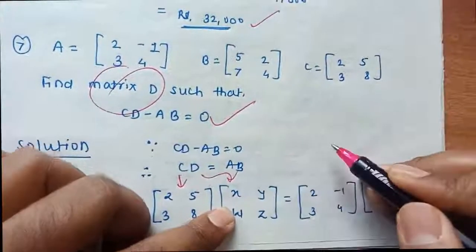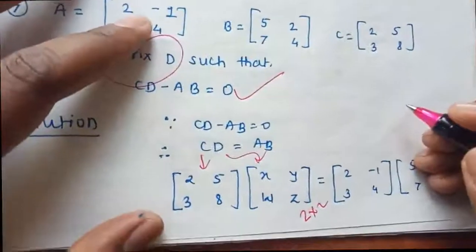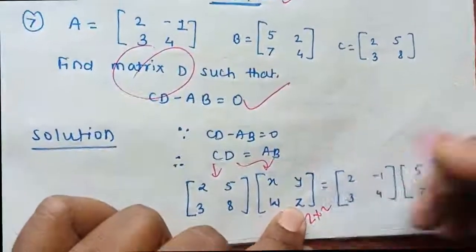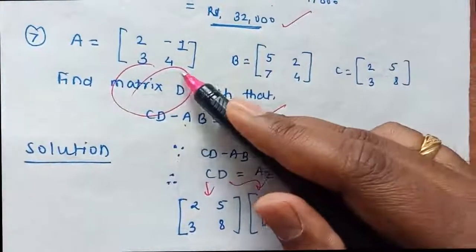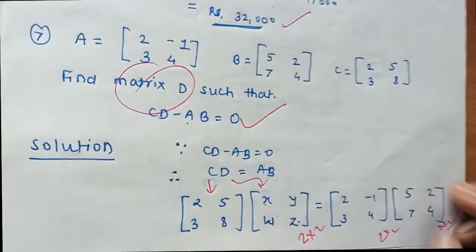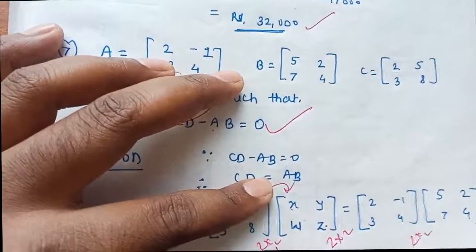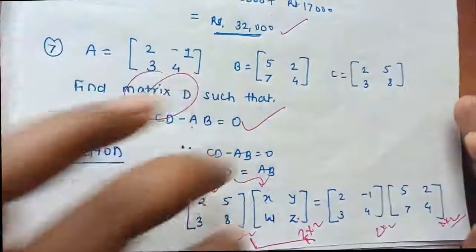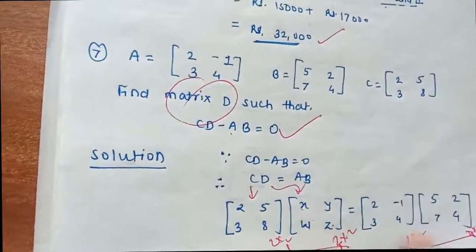Now for the D matrix, I have to assume it as 2 by 2 because of the order of this matrix, so with the same order, just assume X, Y, W, Z. Into the A matrix, which is given here, 2 by 2 again, and this B is also 2 by 2. So we can say the columns of this one equal the rows of this one, so we can multiply.